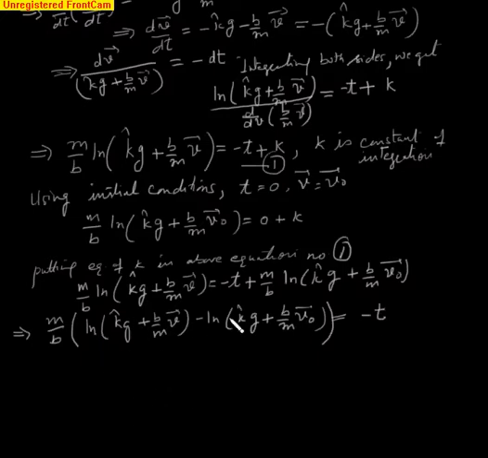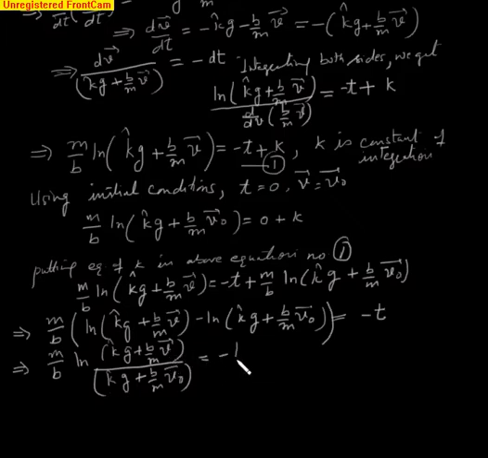Okay, now since log a minus log b may be written as log of a over b, I can write this equation with m over b common here. I take a common log: the first term is in the numerator, so I write kg plus b over m V, divided by the negative term which comes down in the denominator, kg plus b over m V naught. So this term becomes like this, equal to minus t.